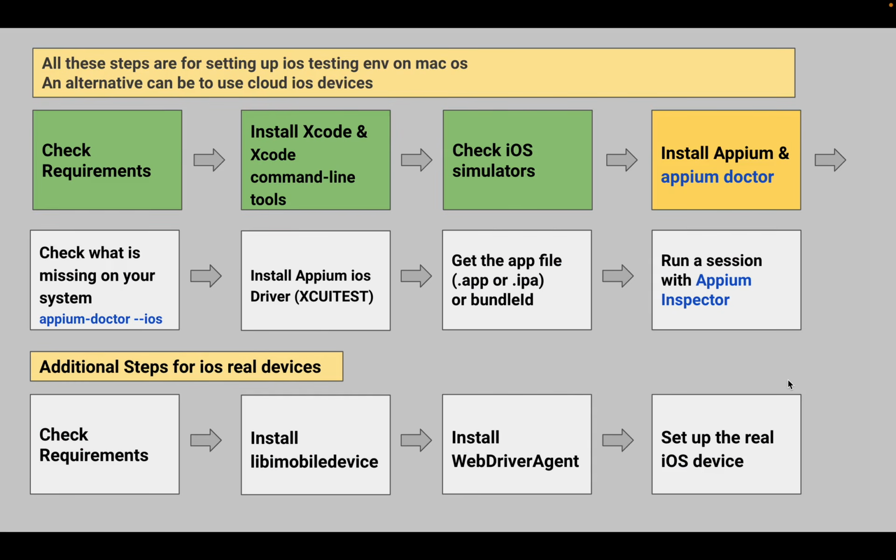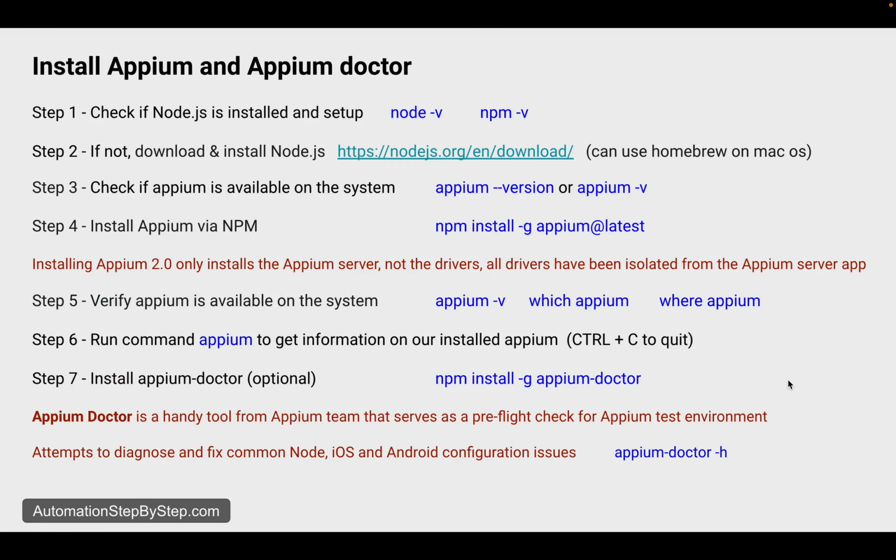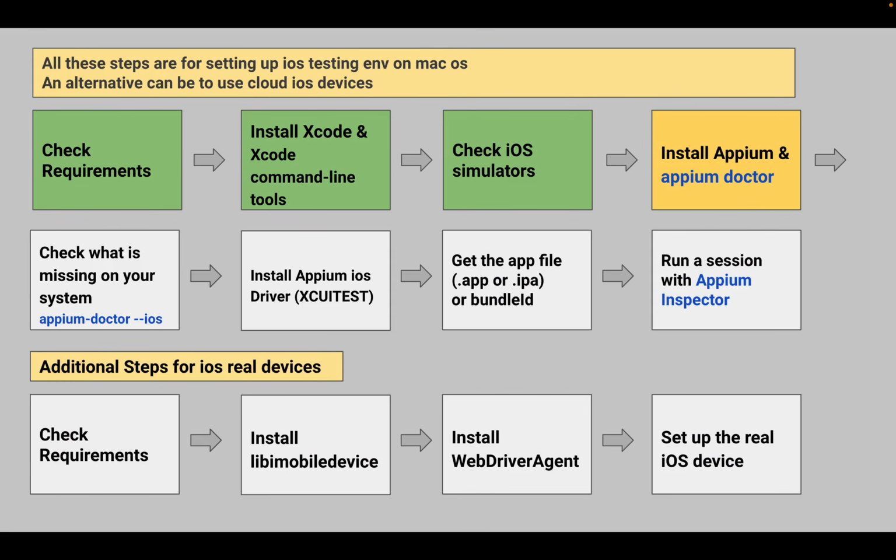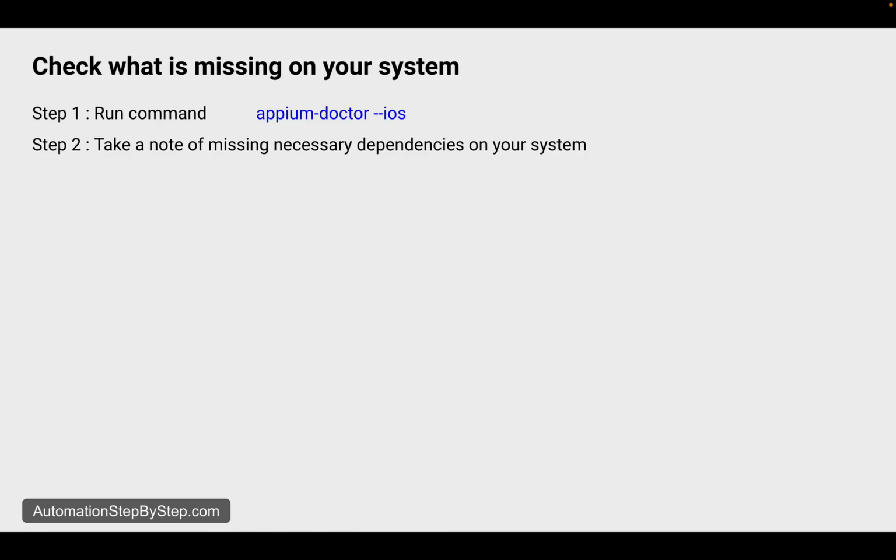Okay, so with this we are able to install appium and appium-doctor, and now we have done this particular topic. The next topic: check what is missing on your system by running the command appium-doctor --ios. This we have already seen. You can use this command and check if anything is missing on your system.